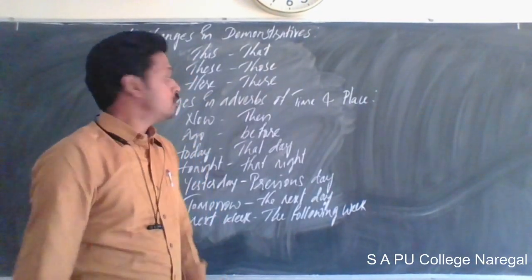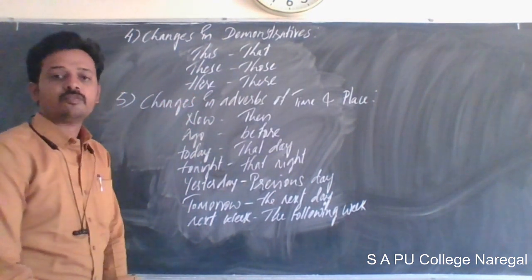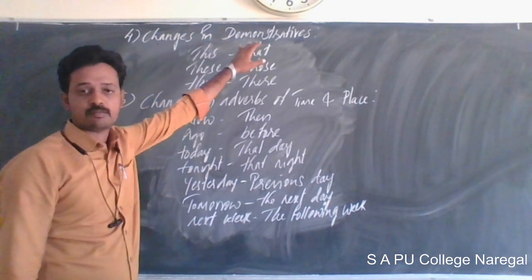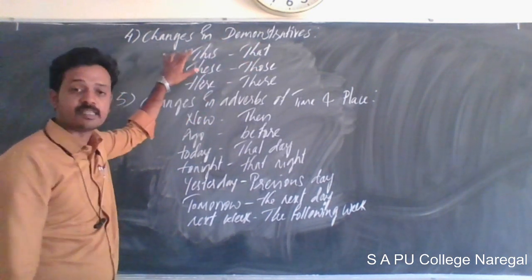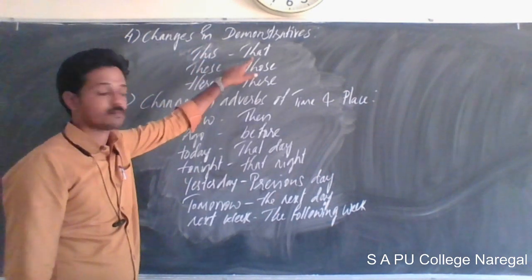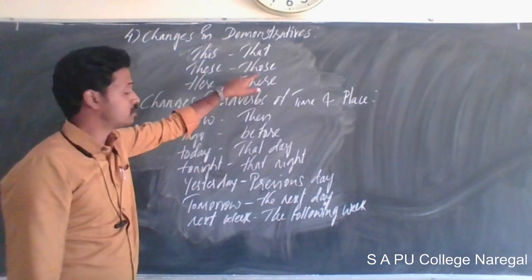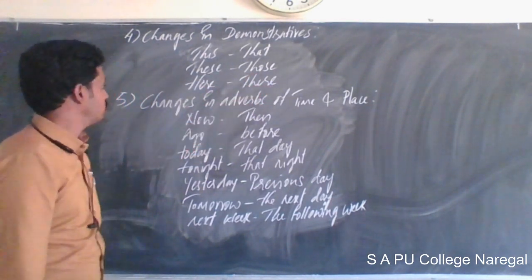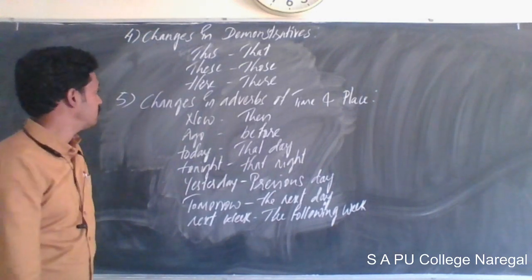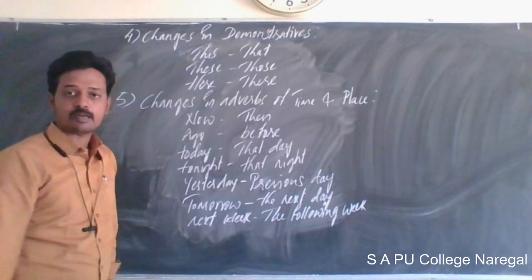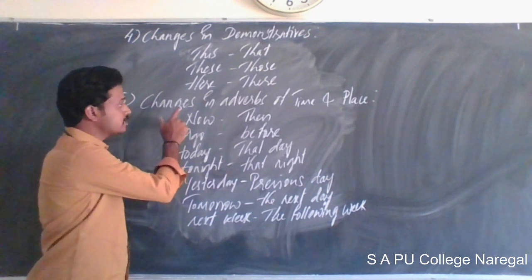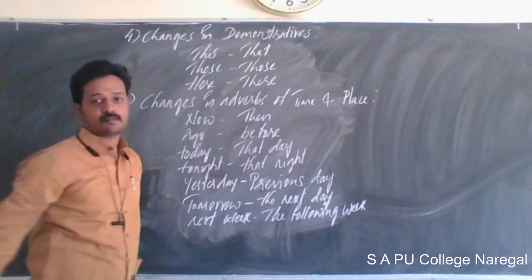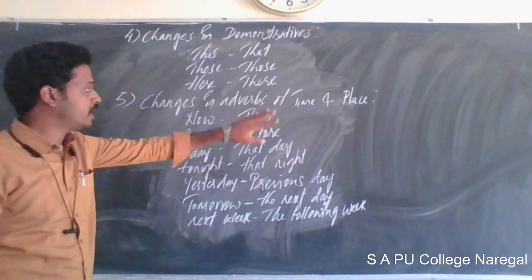Fine. The fourth change of direct to indirect speech is changes in demonstratives. There are three demonstratives. This becomes that. These become those. Here becomes there. So the next change of converting a direct sentence to indirect sentence is changes in adverbs of time and place.